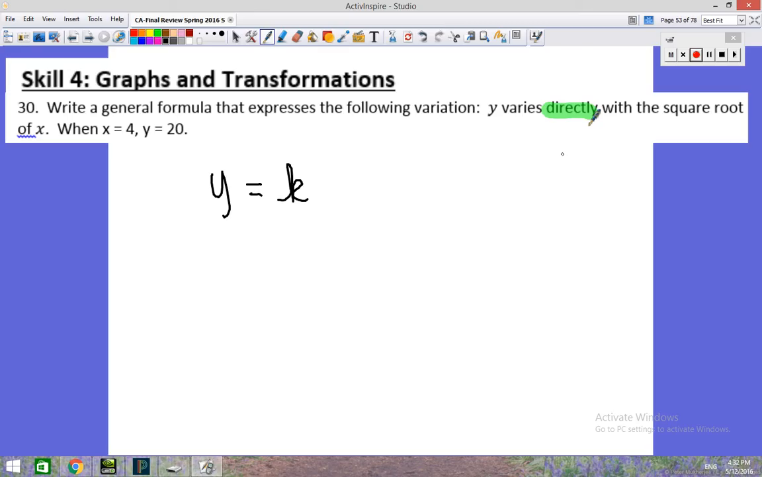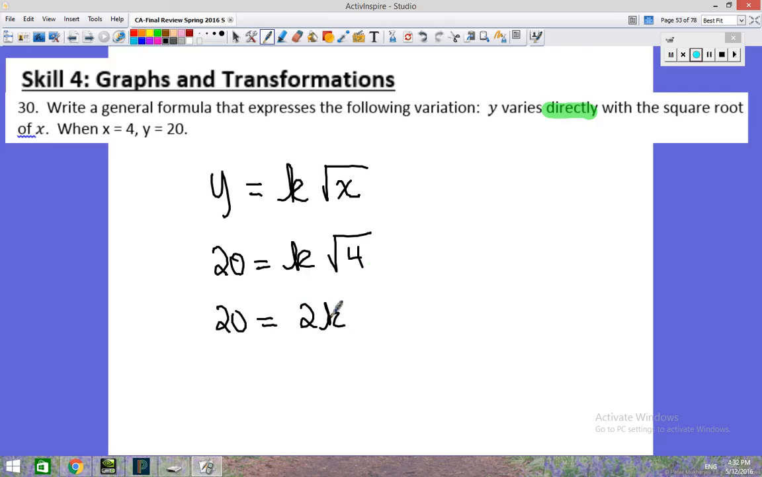I call it k. It says it varies directly with the square root of x. So here's the symbol. Radical means square root of x. Now they're saying that there's one data point: when x is equal to 4, y is equal to 20. I'm going to replace the y coordinate with 20, keep k, and for x, take the square root of 4. So 20 is equal to, well, the square root of 4 is 2, and 2 times k has to be 10. 2 times 10 is 20.